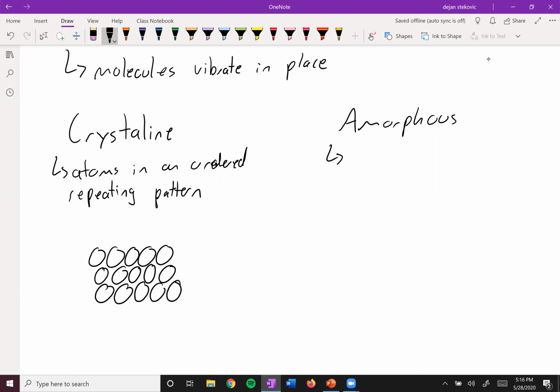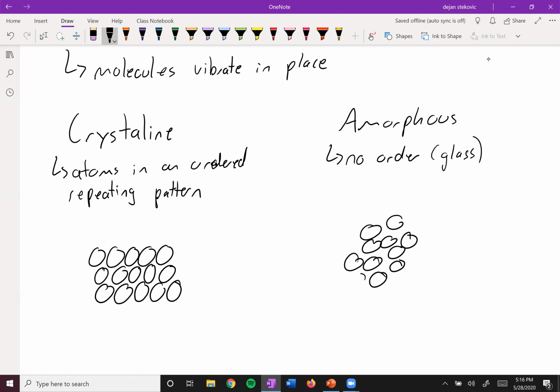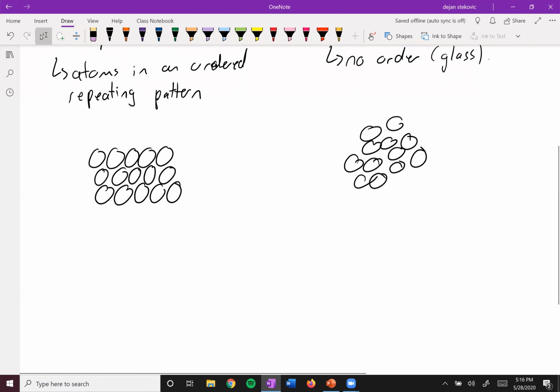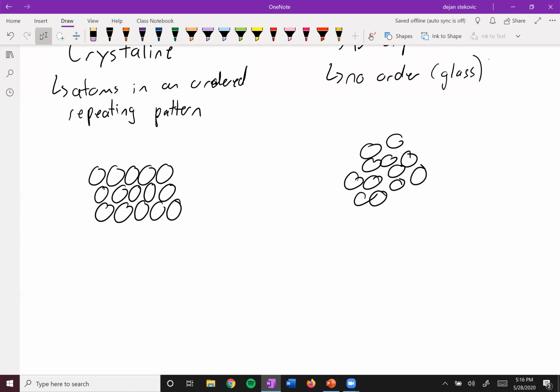Amorphous, A means without, morph is shape, so without shape. So this has no order. And so glass is an amorphous solid. So in this case, the molecules, while they can't move from place to place, they're not in a nice ordered structure. So how on the left, we have this kind of line by line. In this one, the molecules are just kind of randomly all over the place. The different parts of the solid look different than other parts.